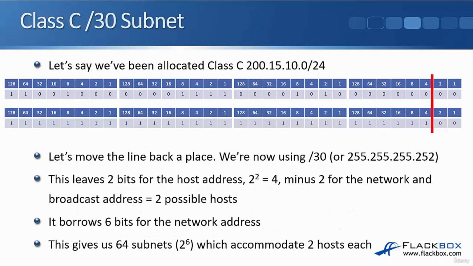Okay, next up, moving on, we're going to move the line back a space. We're going to create a /30 now. The subnet mask in dotted decimal is 255.255.255.252. That and /30, they both mean the same thing. That is going to leave 2 bits for the host address. 2 to the power of 2 is 4, minus 2 for the network and the broadcast address. That gives us 2 possible hosts. It borrows 6 bits for the network address. If we count this up, 2, 4, 8, 16, 32, 64 is our 64 subnets, which can accommodate 2 hosts each.